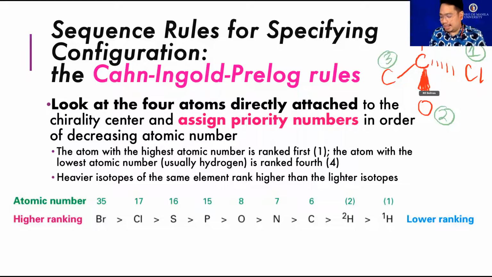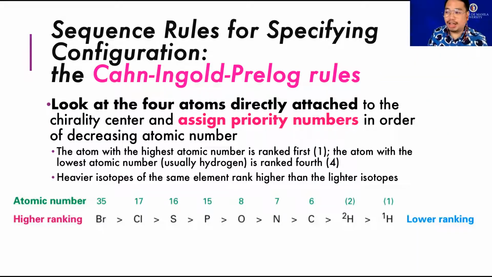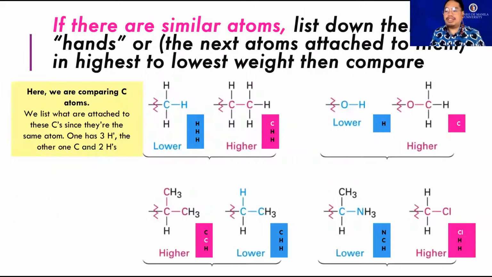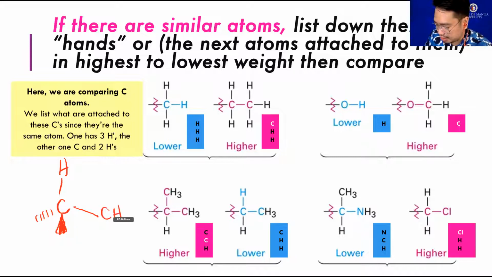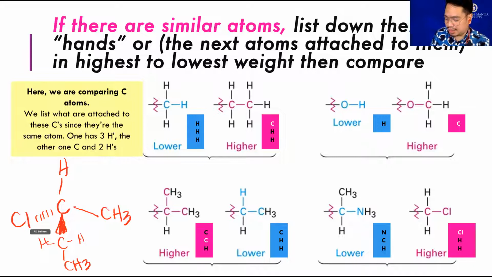Okay, that's the easy part if they're all different atoms. What if they have the same atom? So like on my carbon, I have hydrogen, and then I have, say, CH3, and here it's a CH2, CH3, and then a Cl. Okay, obviously Cl will get first place.